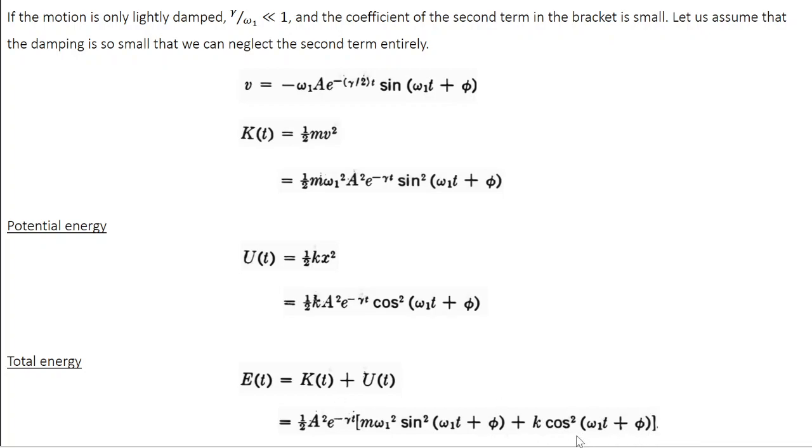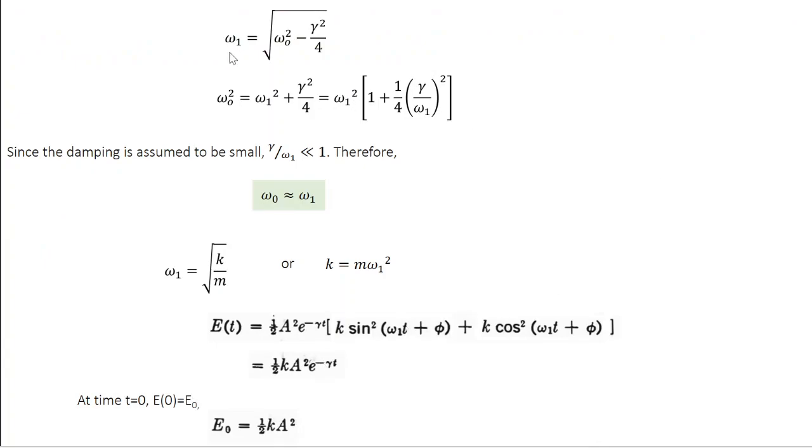We can simplify this even further because we know that the frequencies of the damped oscillator and undamped oscillator are connected through the relation omega 1 equal to square root of omega naught square minus gamma square by 4. From this I can write omega naught square equal to omega 1 square plus gamma square by 4. Take omega 1 square as the common factor outside. So this is omega 1 square into 1 plus gamma square by 4 omega 1 square, or 1 plus 1 by 4 gamma by omega 1 whole square. Once again, for the case of a lightly damped oscillator, gamma by omega 1 is much smaller than 1. So you can neglect the second term. So omega naught square is approximately equal to omega 1 square, or omega naught equal to omega 1 in the case of a lightly damped oscillator.